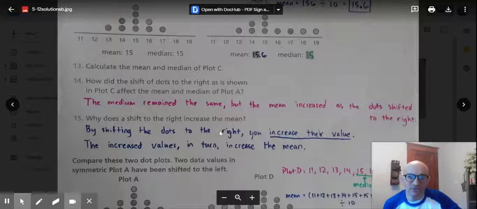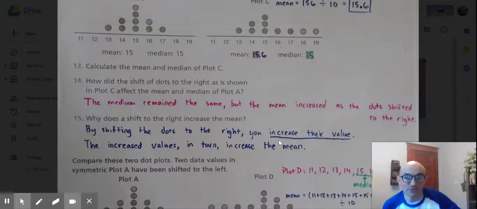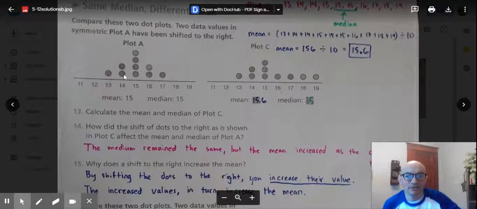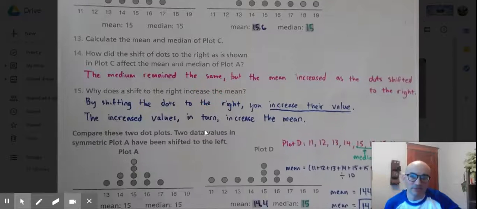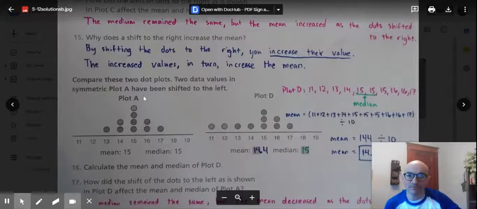By shifting the dots to the right, you increase the value. The increased values in turn increase the mean. In other words, the mean is comprised of the data. It's made up of all these pieces of data. If the data increases, then the mean will increase. Makes sense, right? Pretty straightforward there. Okay.